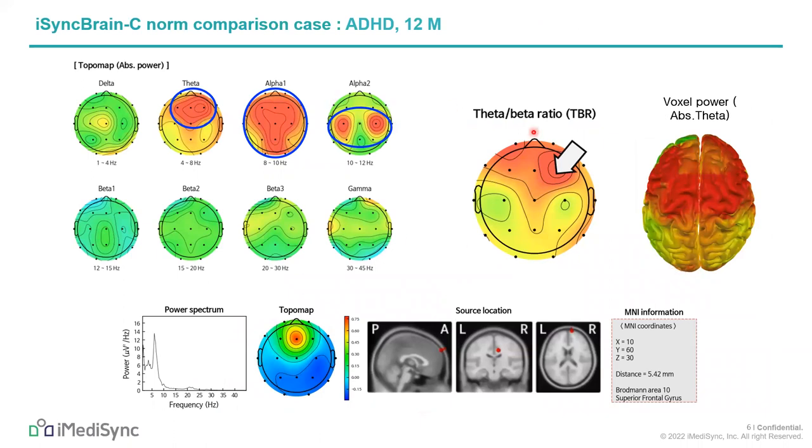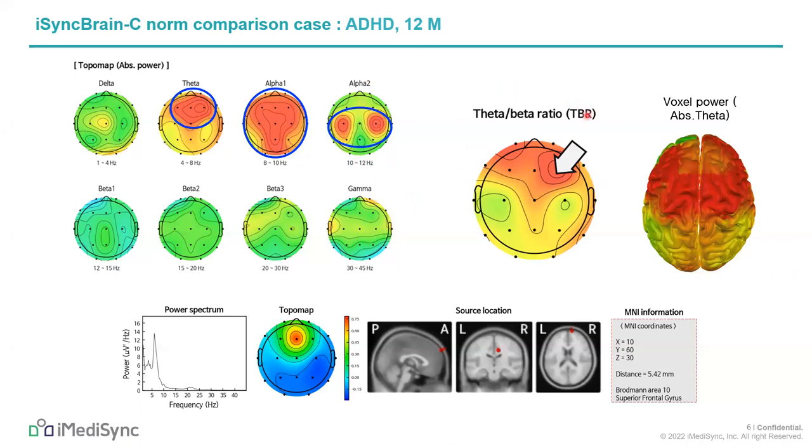In this slide, exemplar iSyncBrain C reporting items are displayed for an ADHD children's data. In the absolute power map, there are red areas in the theta, alpha 1 and alpha 2 bands, the frontal theta and overall slow alpha excess reflecting a typical underarousal pattern in ADHD. The double red spot in alpha 2 band is a common finding called mu rhythm, which blocks information processing or flow between the frontal part of the brain and the posterior part of the brain.